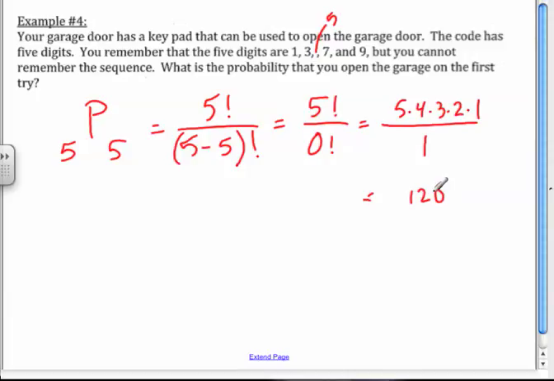All right? But this isn't what they asked us for. They said, what's the probability that we're going to choose the right one on our first try? How do I write that, Edward? 1 over 120. And that's exactly right.